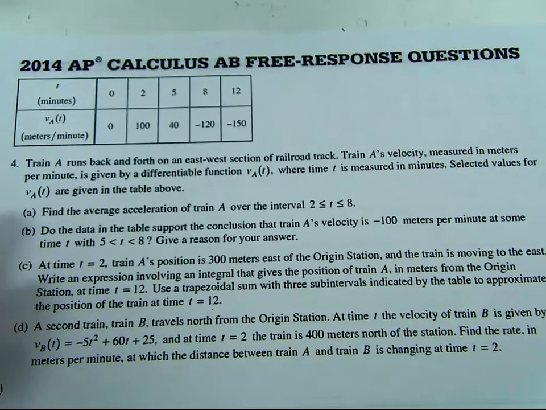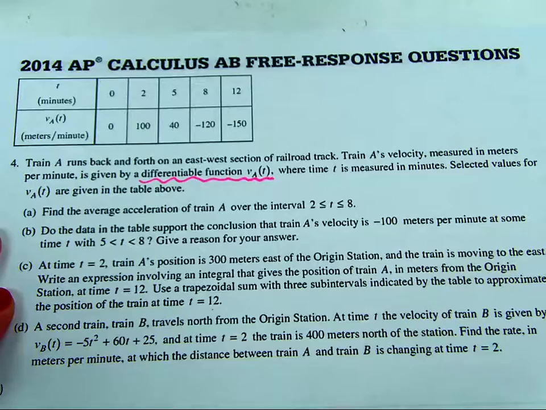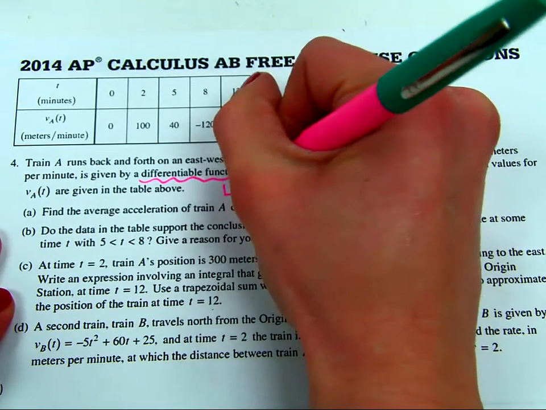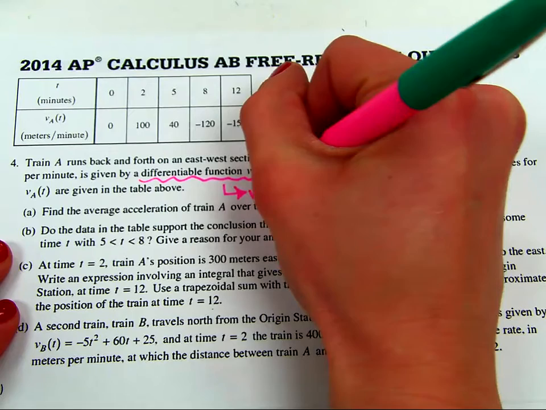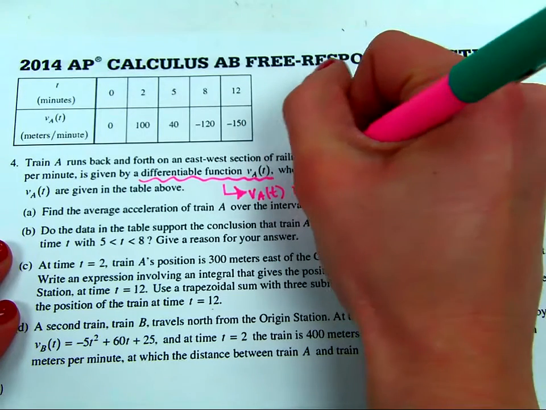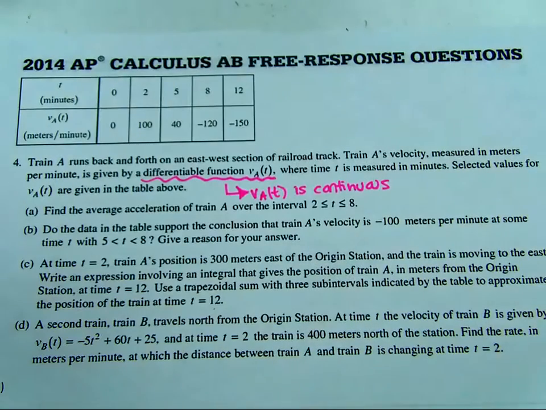Something to point out: when they mention that it's a differentiable function, remember that means you automatically know it's a continuous function. If something's differentiable, you can find the derivative, so you know the function is continuous. So I might just write that v sub a of t is continuous. That might help us if we have to use the intermediate value theorem. For the intermediate value theorem, the function has to be continuous, so it's good that they tell us that. But let's take a look at part A.